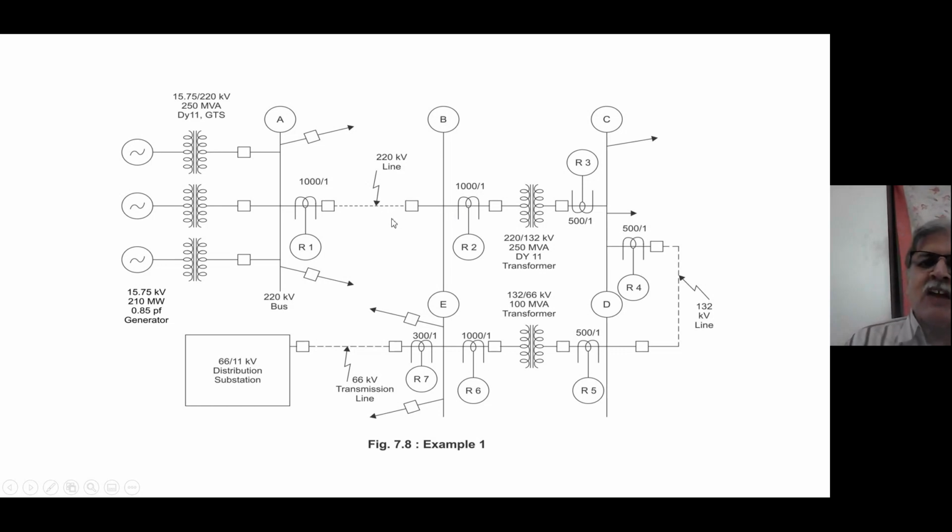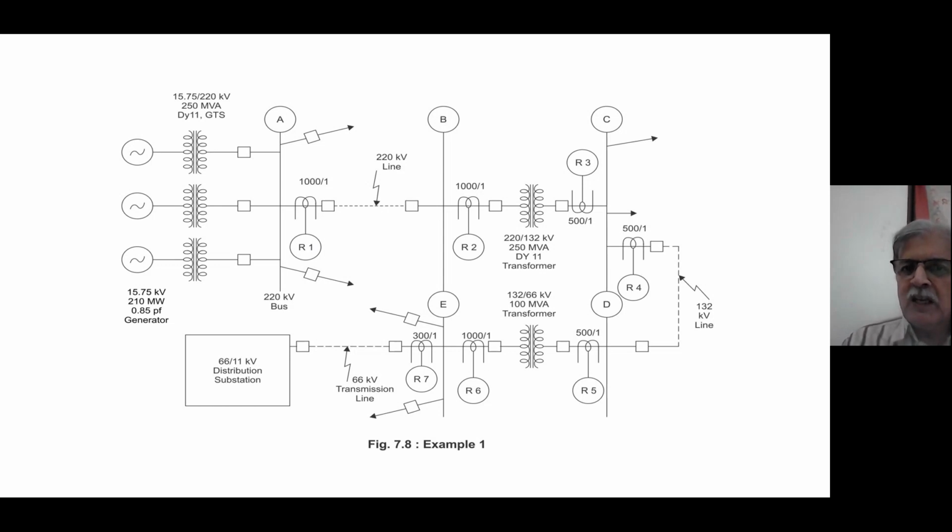On that line, I have a CT 1000/1 and a relay connected, R1. I would remind once again that R1 is not a single relay. R1 is a group of relays. There are three relays, R, Y, and B, and one ground relay. That is, it's a system of four relays. So that is R1, and we are going to talk about only phase over current relays, that is on R, Y, B.